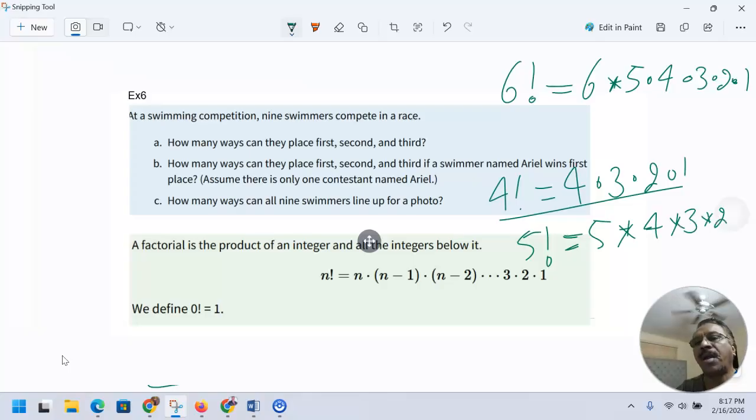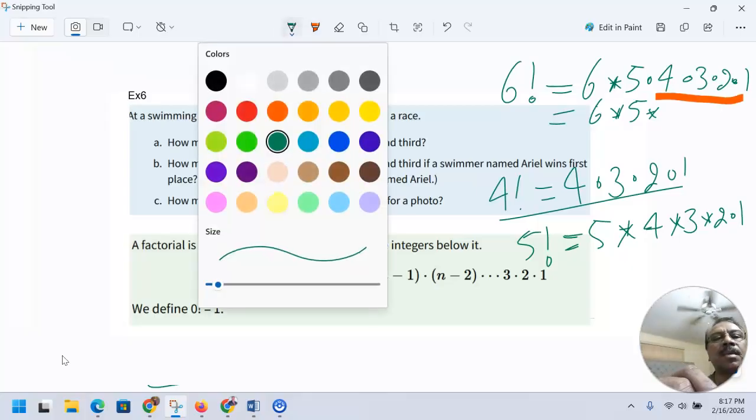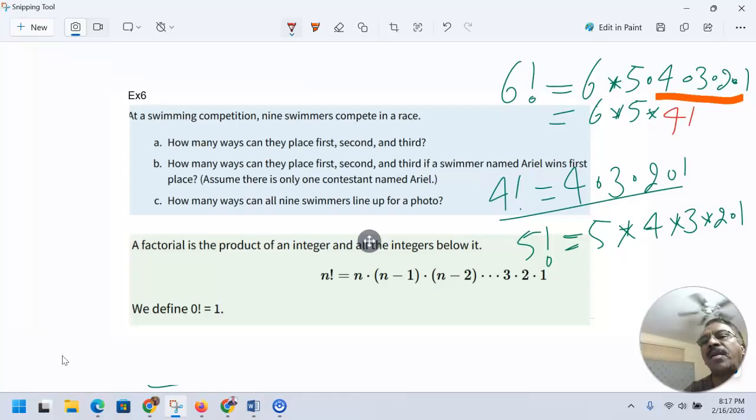But we can also write this 6 factorial differently. Watch this. I can write 6 times 5, and the other part I can group and say, okay, this is 4 factorial. So that means 6 factorial can be written as 6 times 5 and then 4 factorial.